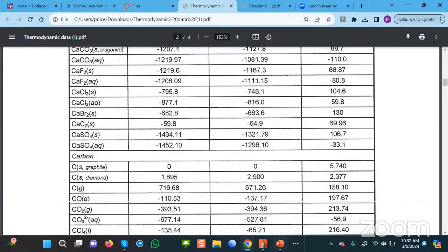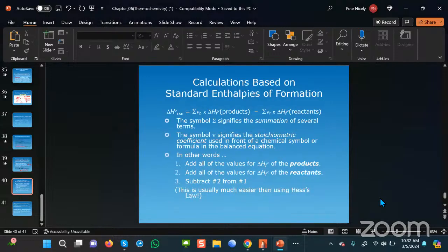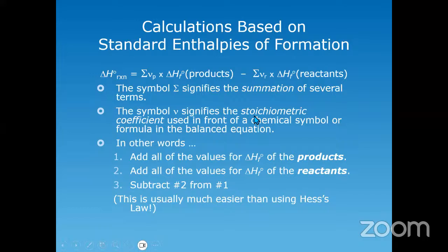I'm going to go back to the PowerPoint, and I think the next slide is... Well, before we get to the example, this is just basically describing how you would use the standard enthalpies of formation to carry out the calculation of the enthalpy of reaction. So basically, it's based on this equation right here. The enthalpy of the reaction will be equal to the sum of the enthalpy of formation of the products minus the sum of the enthalpy of formation of the reactants, right?